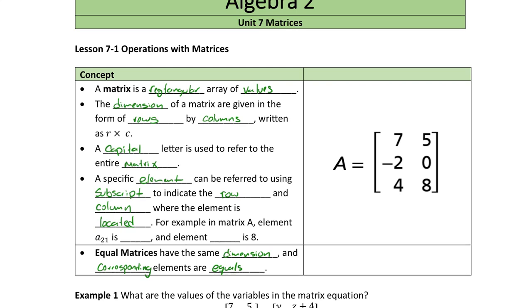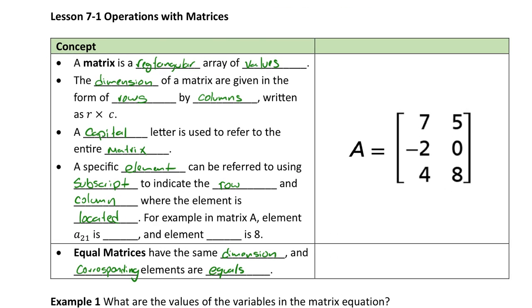In this video, we're going to be learning about operations with matrices. Let's start by defining what a matrix is. My first thing that I want to go over is that a matrix is a rectangular array of values. Usually, it looks like this, something similar to what we have here on the right.